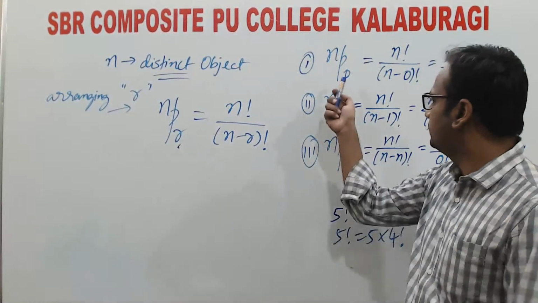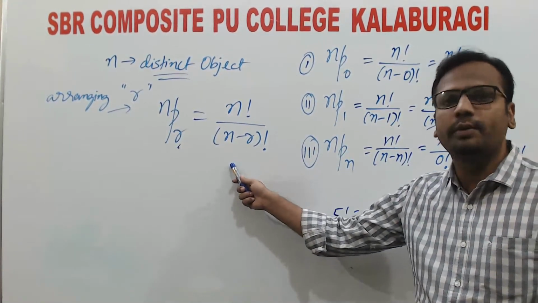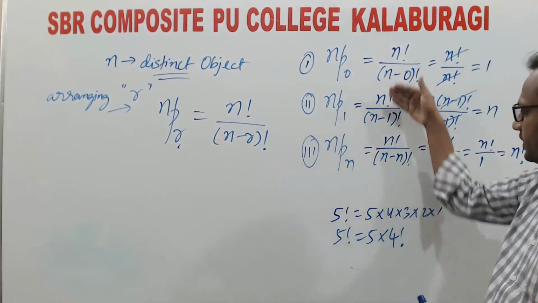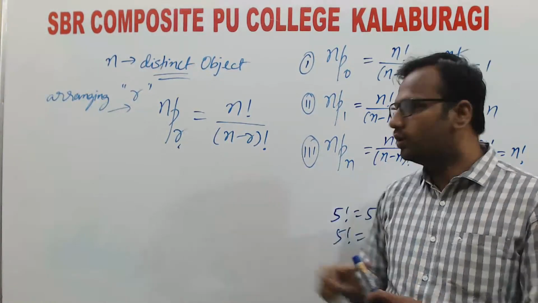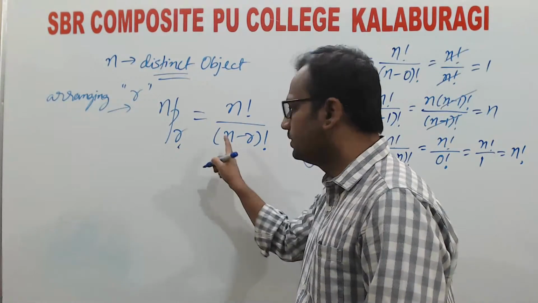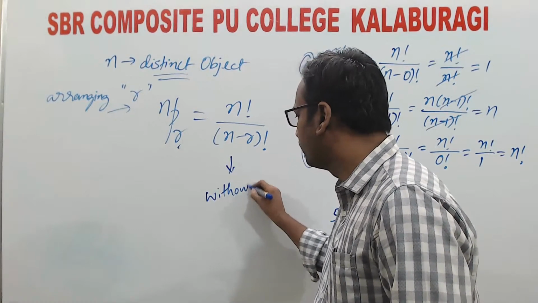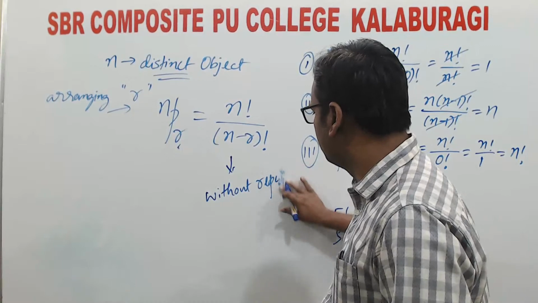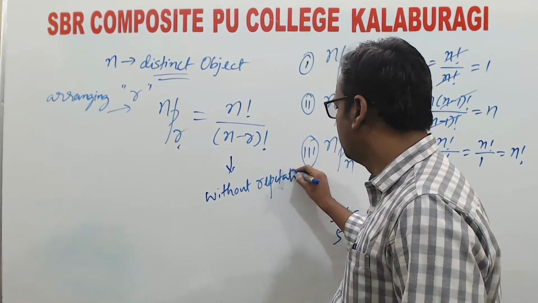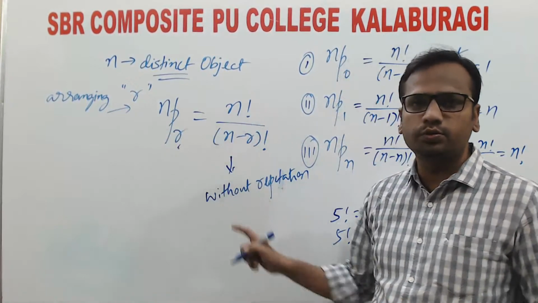These special cases are defined for permutations without repetition. This is the permutation formula without repetition. Right? Repetition is not allowed. This is the formula we have to use.